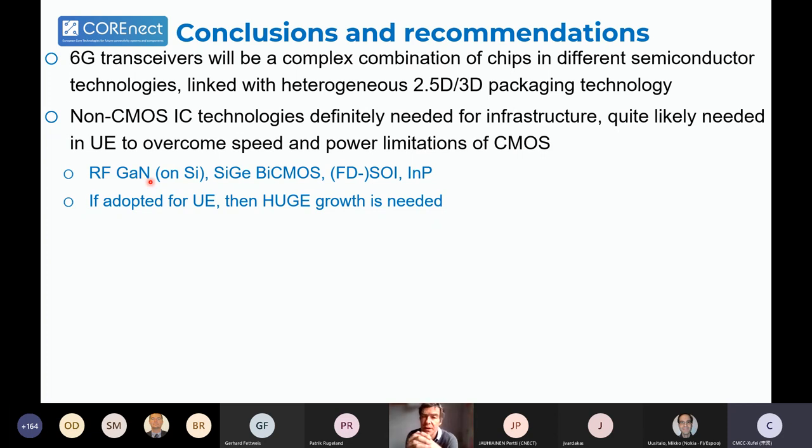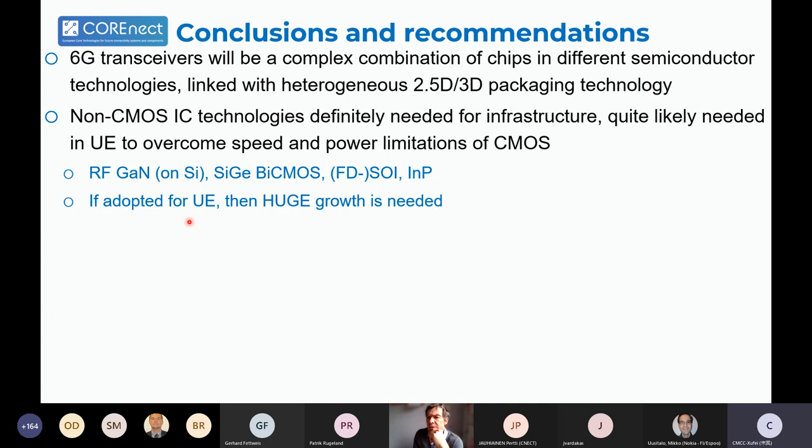Okay, gallium nitride cannot go as high in frequencies as indium phosphide, but for the lower millimeter wave frequency bands, it's definitely a contender because it can generate much more power than any silicon technology, and also at a higher efficiency.